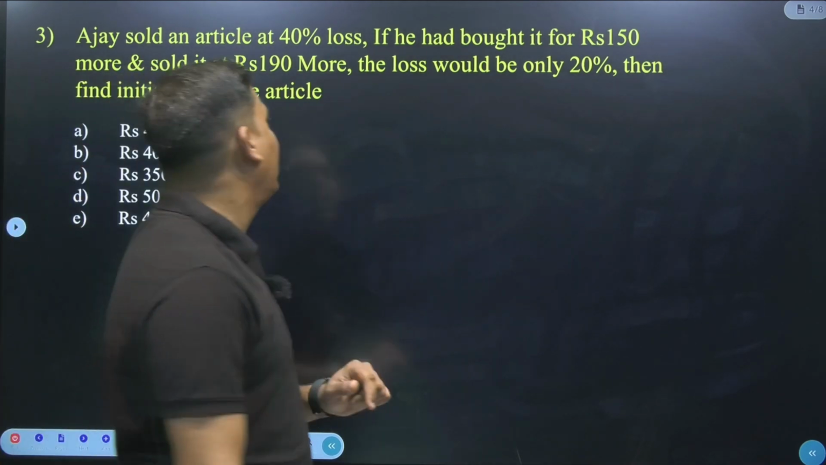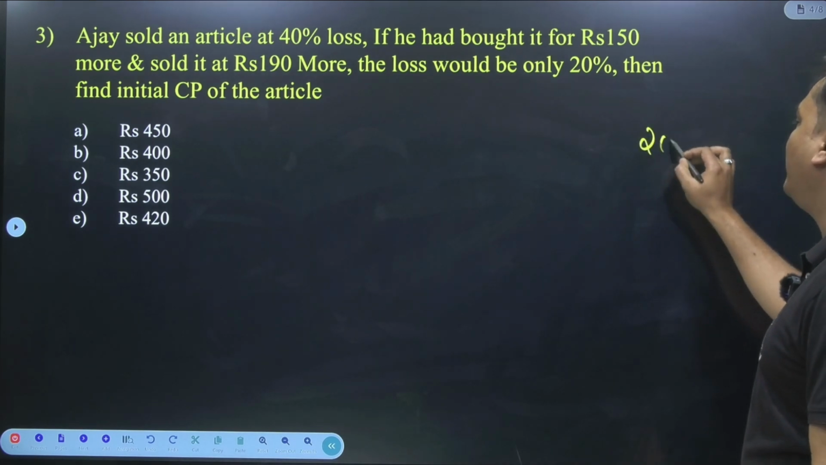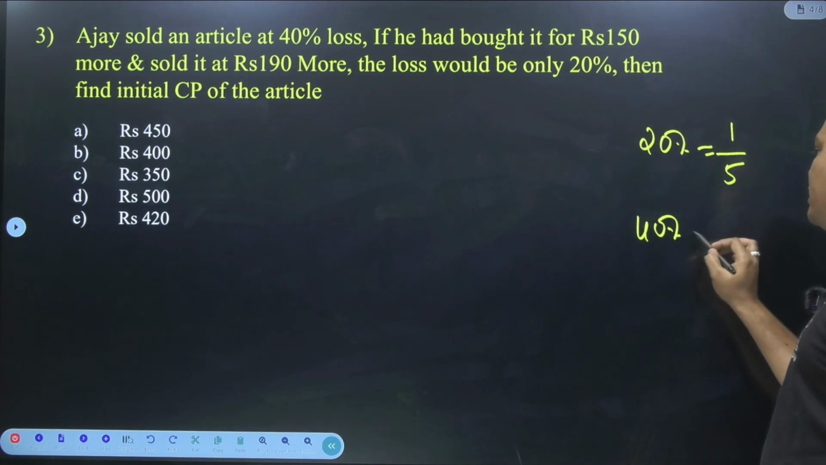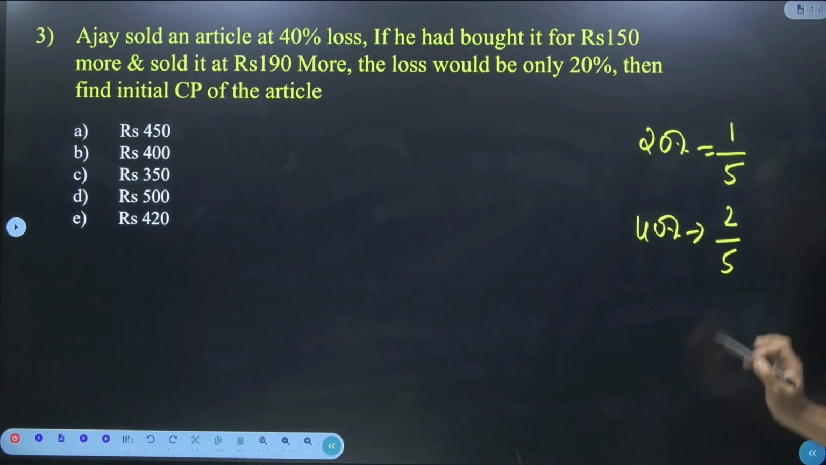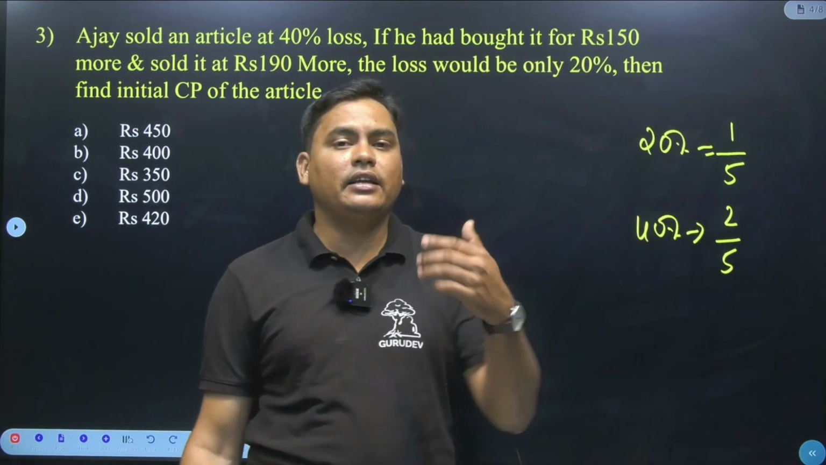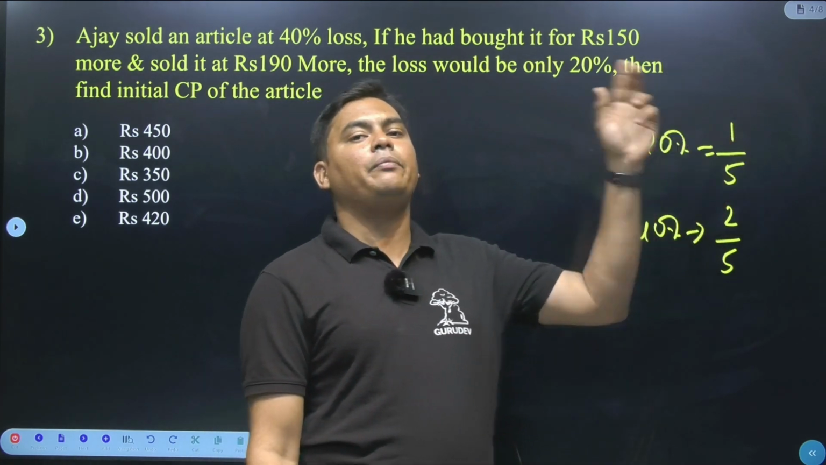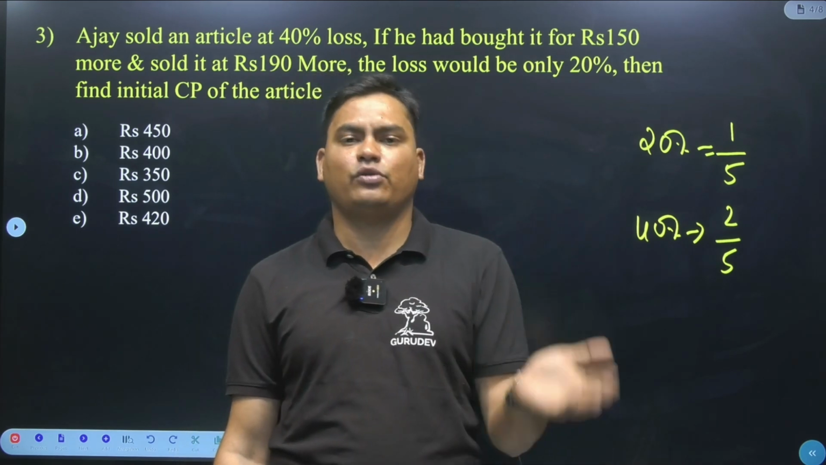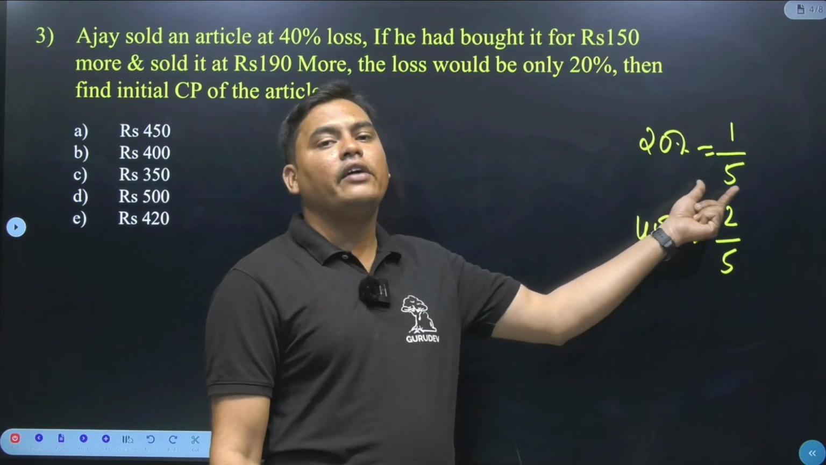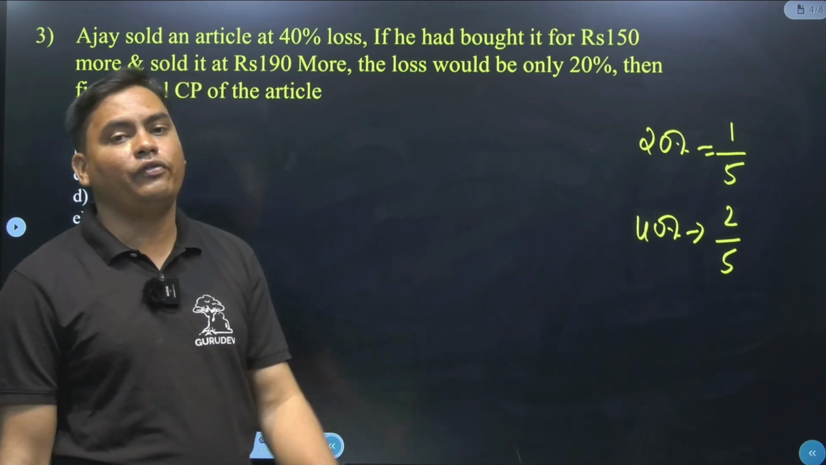Ajay sold an article at 40% loss. What is the meaning of 40%? What is the meaning of 20%? 20% is nothing but 1 by 5, and 40% is double of this, which is 2 by 5. If I am selling something at 20% profit, if the cost price is 5, I will take 1 rupee profit. My ratio of cost price and selling price will be 5:6. Whenever I am selling something at a loss, if it is a 20% loss, if I bought something at 5 rupees, 1 rupee loss, I will be selling at 4 rupees. That will be the ratio of cost price and selling price.